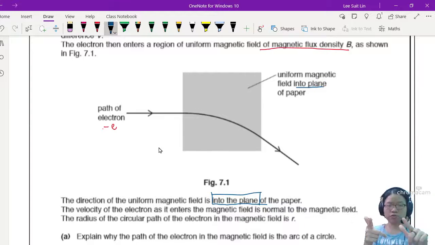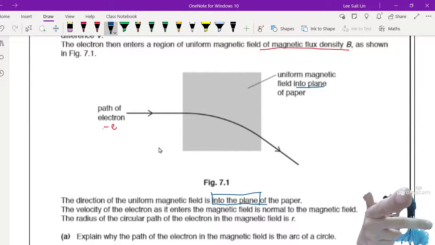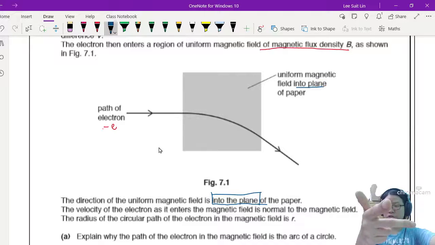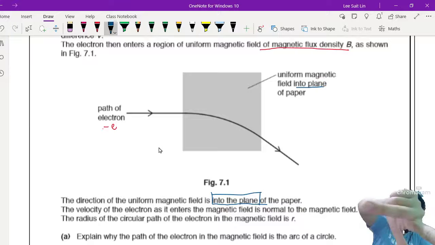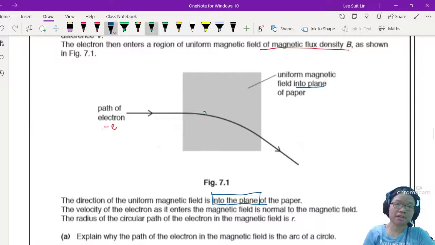So if you use FBI and you put it inside, you will notice that your finger must be pointing into, because the magnetic field is into the plane of the paper. Your middle finger must go against the direction of the electron flow. Right now my middle finger follows the direction of the electron, but it shouldn't, because the direction of electron is opposite to the direction of current. So it should be like that. So your hand will be something like this. Your thumb is going downwards. That's why the magnetic force is down.